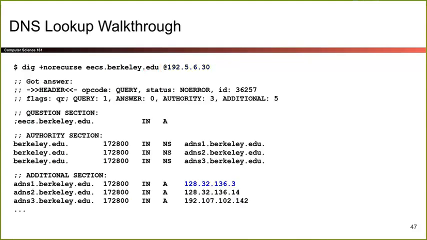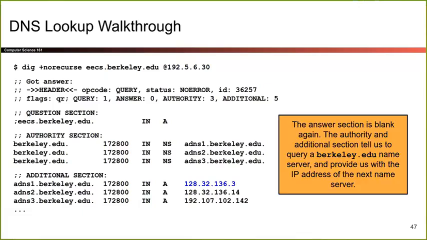What do we get? We get another beautiful answer. The mechanics are basically the same, so I'm not going to walk through all of it. Again, there's no answer. It's blank. That means they don't know. There's an authority section because they're trying to point us to another person. And there's an additional section which tells us where to go find that person. So the authority section says, go ask Bob, and then the additional section tells you where to find Bob, basically. I don't know why Bob is so popular today, but I guess Bob has the answers.